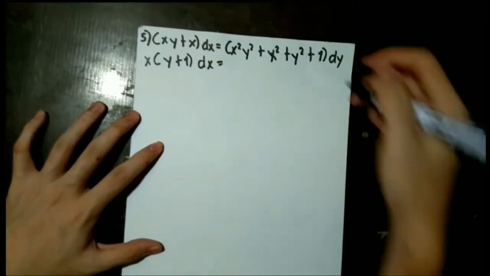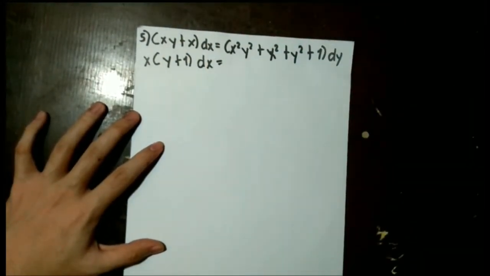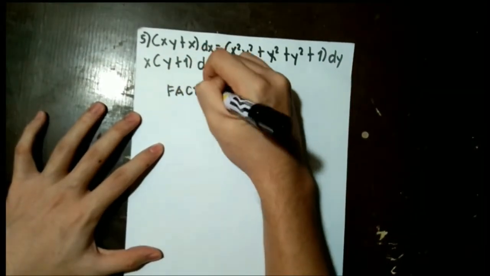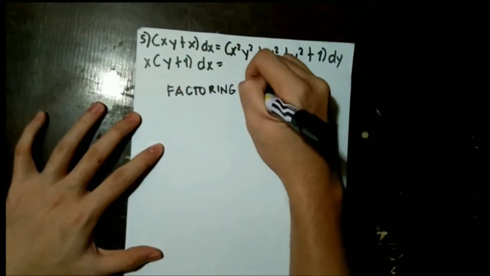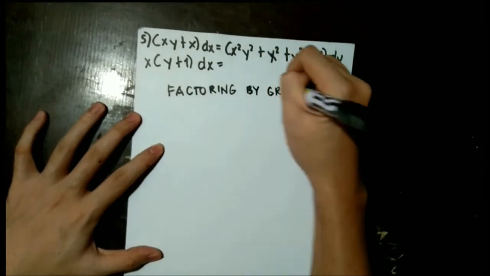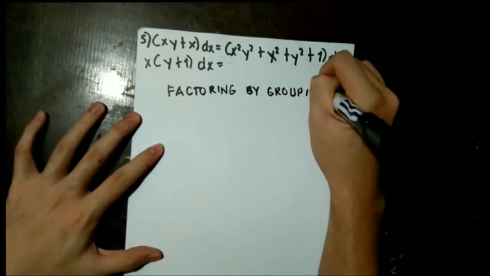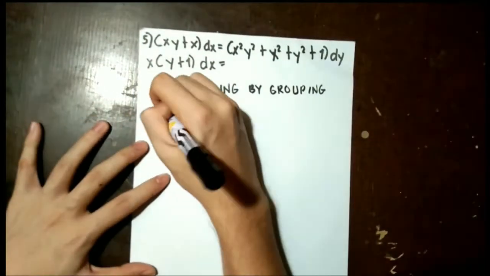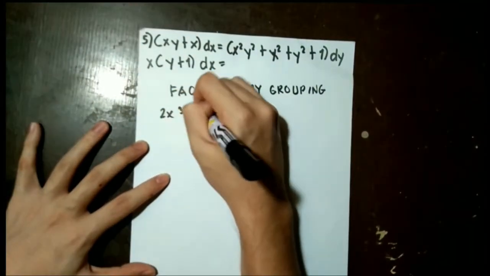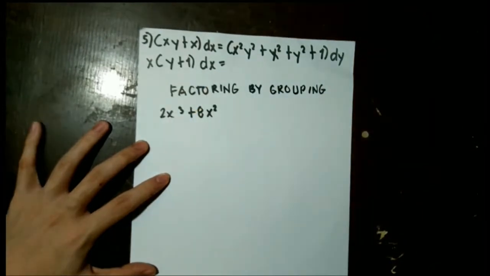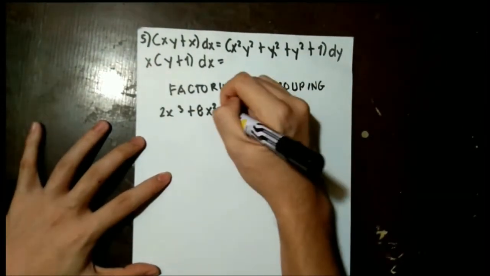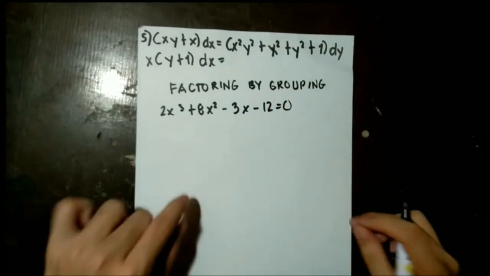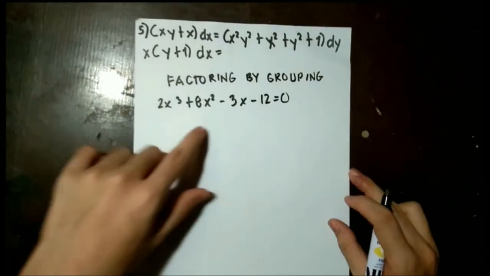So, sa right side naman ng equation, pwede tayong mag-factoring by grouping. So, ano nga ba yung sinasabi kong factoring by grouping? So, mabilis na recap lang. Let's say, for example, 2x cubed plus 8x squared minus 3x minus 12. So, paano natin gagamitin yung factoring by grouping sa ganitong equation?